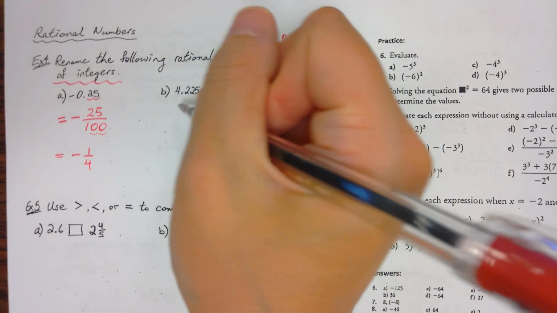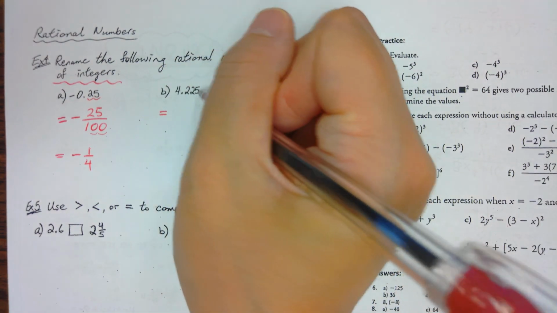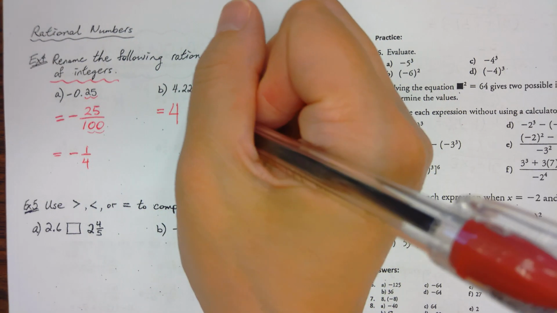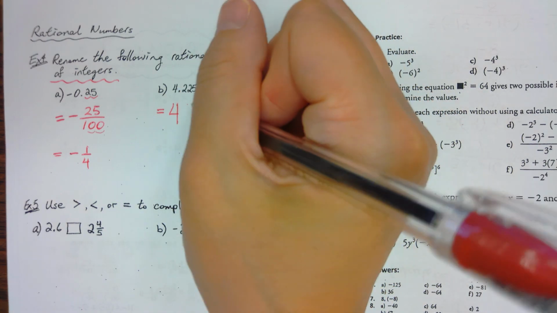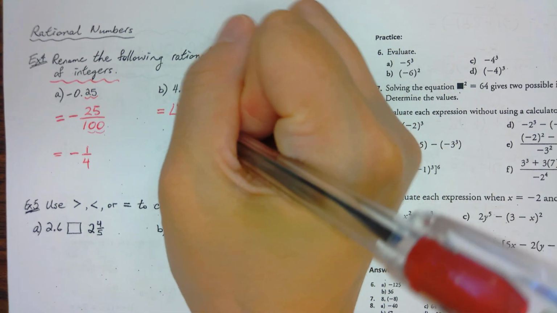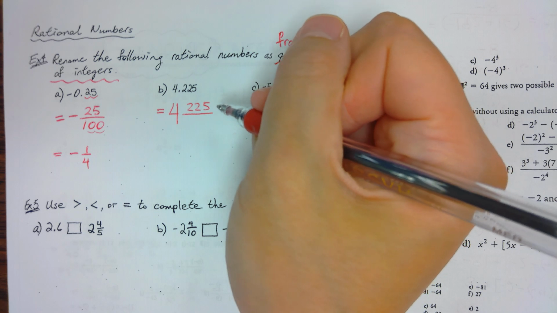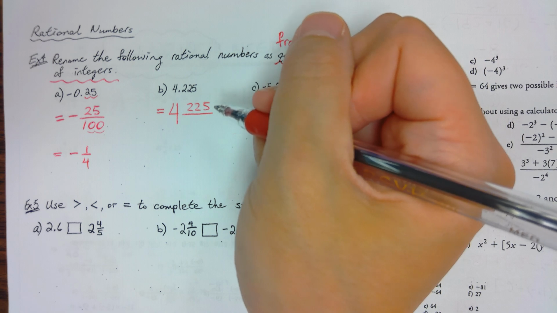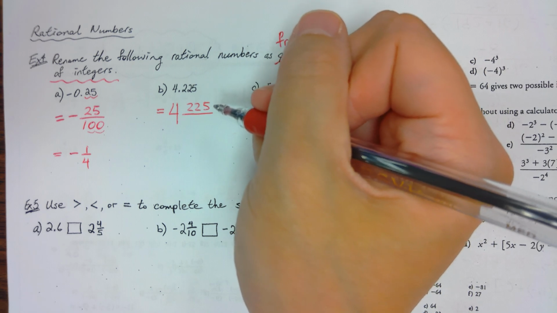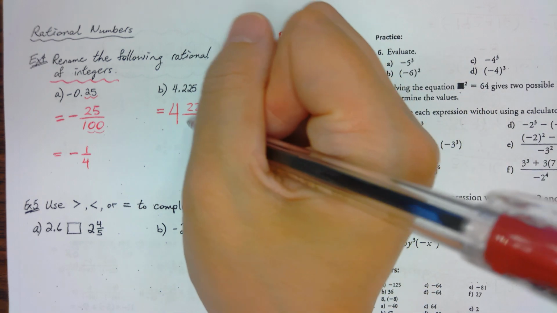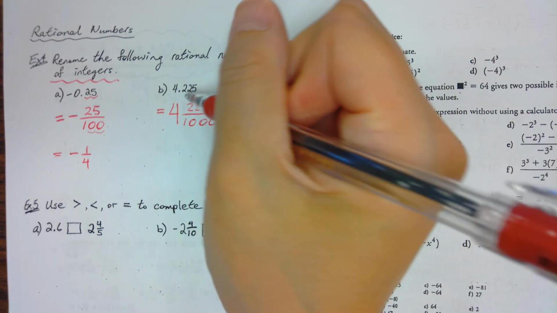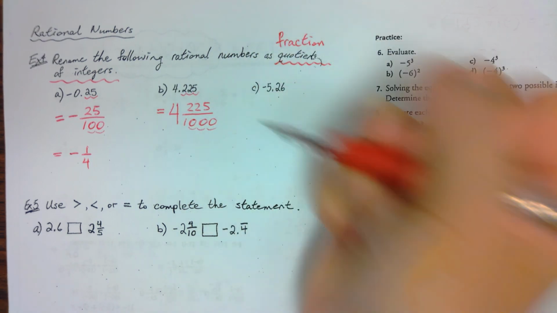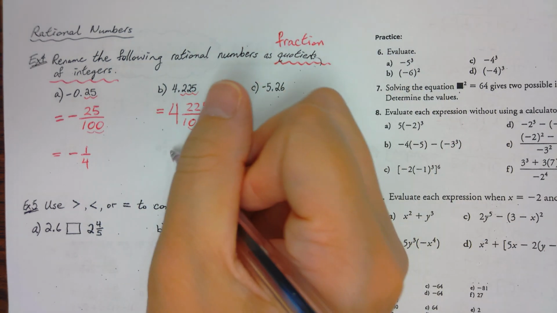So what about B? 4.225. So I can write that 4 whole first. Sam? 2.25 over 100. Okay, but we don't like putting decimals and fractions together. They hate each other. So Sydney, what would you put this over instead? 1,000. That's right. Three decimal places, 3 zeros. That's how you know what you should always put it over.